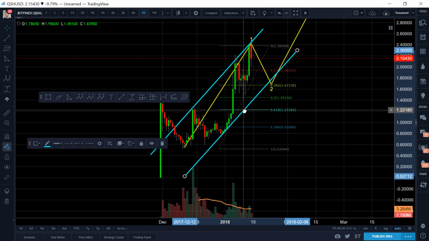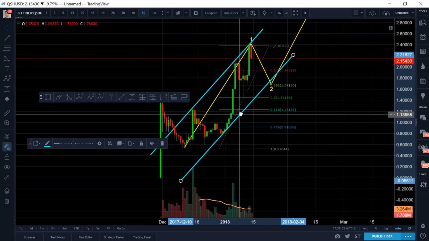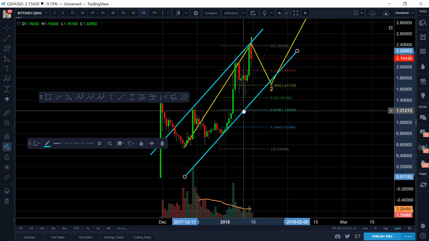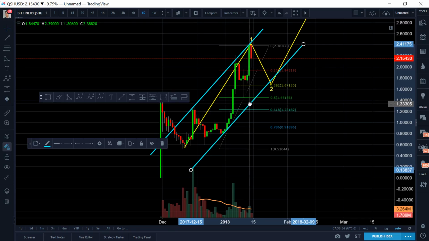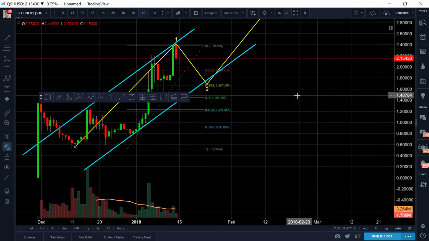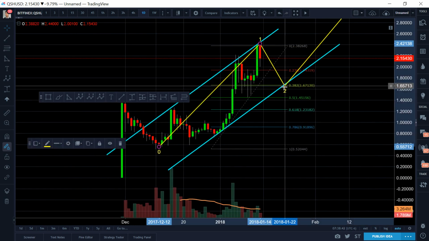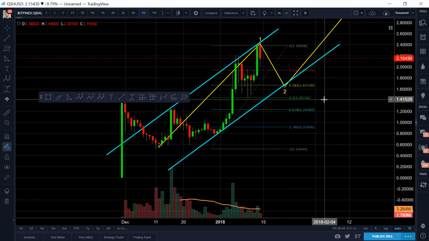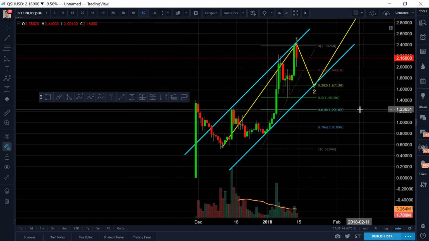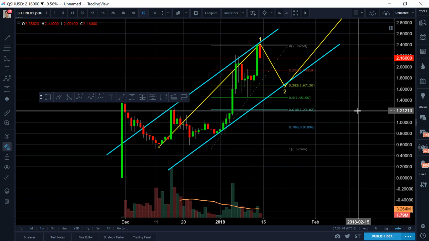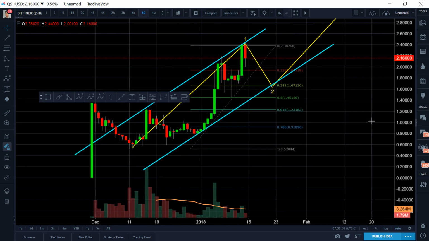Does that look parallel, guys? Yeah, it looks parallel, right? So we ask ourselves, if this line was parallel like that, is it possible for it to just drop to like a 382 Fibonacci region? So let's say that it does drop to the 382 Fibonacci region. Just hypothetical, guys, indulge me for a moment.